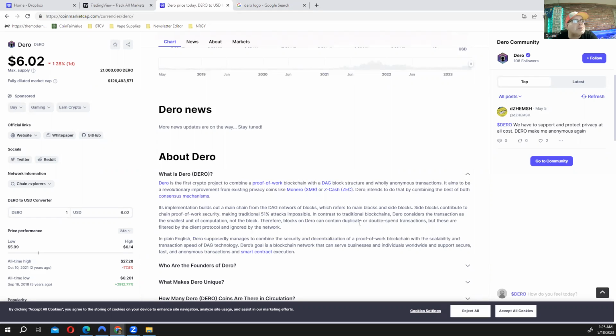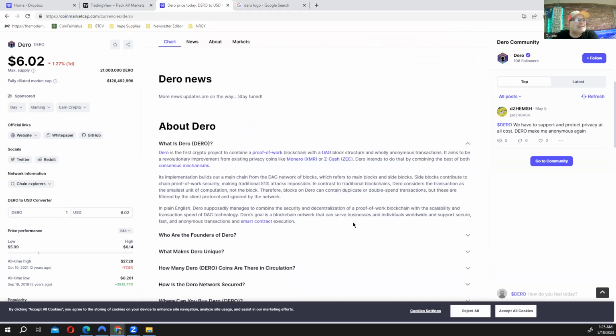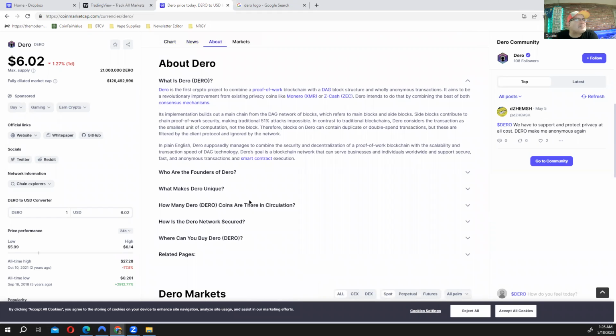In plain English, Dero supposedly manages to combine the security and decentralization of a proof of work blockchain with the scalability and transaction speed of DAG technology. Dero's goal is a blockchain network that can serve businesses and individuals worldwide and support secure, fast, and anonymous transactions and smart contract execution. So I'm glad they gave it to us in plain English, although I still don't know exactly what DAG technology is, and I don't think most of the masses are going to know what DAG technology is if you ask them. But it's an interesting project. There's some more questions here. If you want to go to CoinMarketCap and read them, you can.